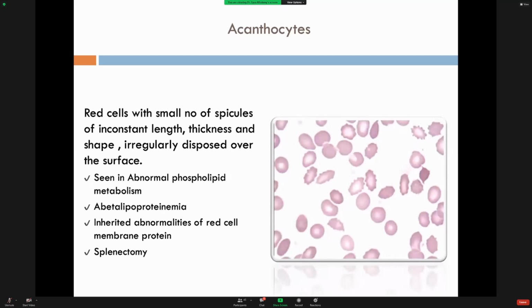Acanthocytes, red cells with a small number of speckles of inconstant length. Different lengths, mainly thick, with irregular shape, disposed over the whole surface. Seen mainly with phospholipid metabolism, especially in abetalipoproteinemia, and inherited abnormalities of red cell membrane proteins. Post splenectomy, you can see acanthocytes. This is acanthocytes.